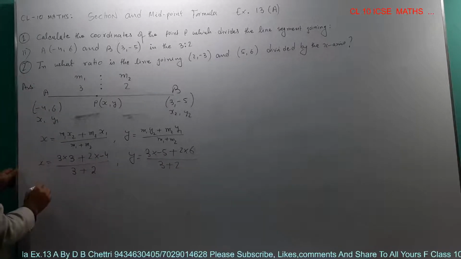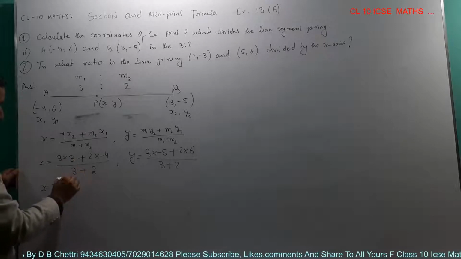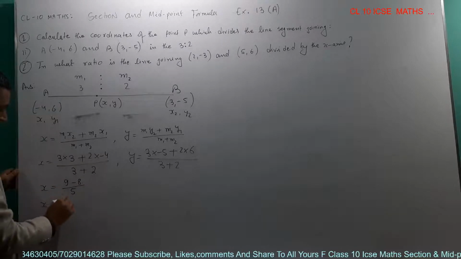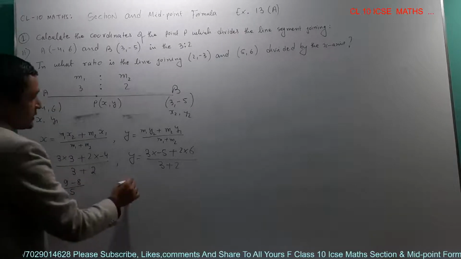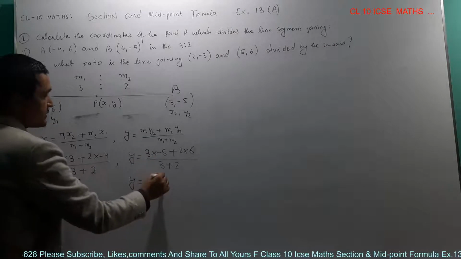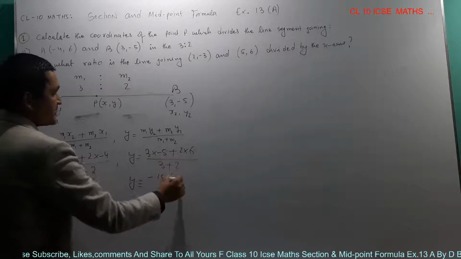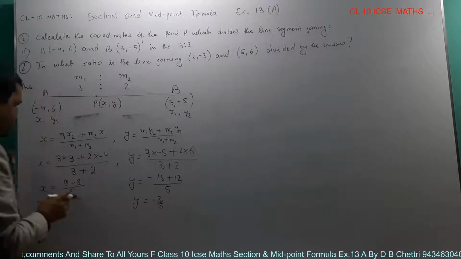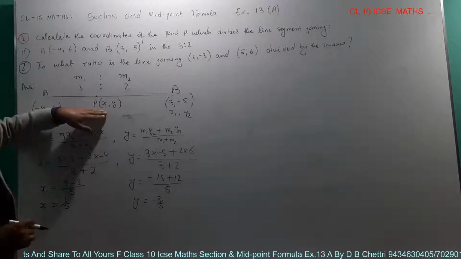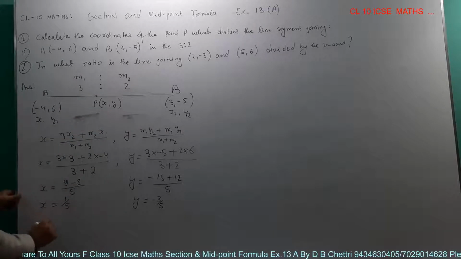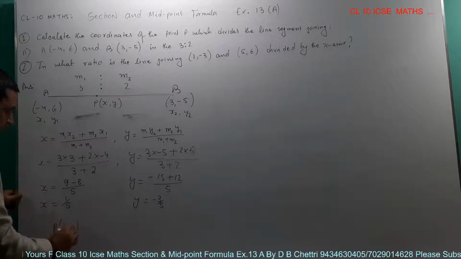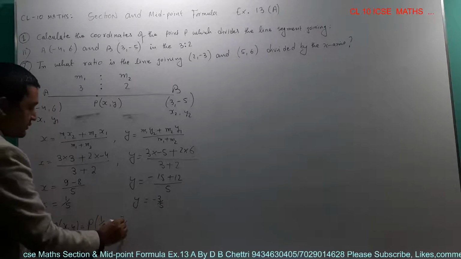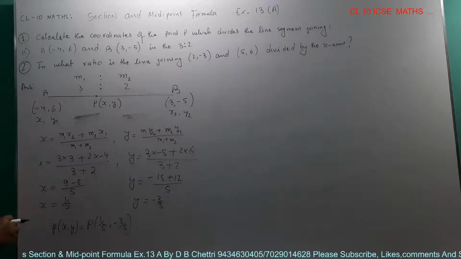Okay, now let's simplify. 3 threes are 9, plus minus 8, divided by 5, so x is equal to 1 divided by 5. Now y is equal to minus 3 fives are 15, plus 2 sixes are 12, divided by 5, so y is equal to -3 divided by 5. Now after getting the values of x and y, to find the coordinate of P, write them together. The P coordinate is x comma y, that is 1 by 5 comma -3 by 5. This way you have to find the coordinate of the dividing point.